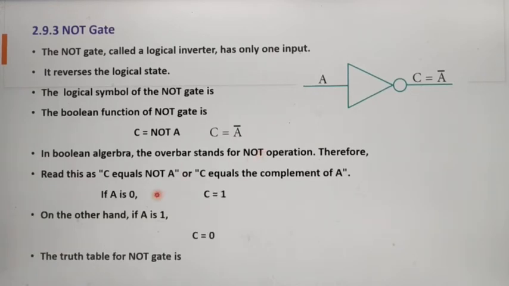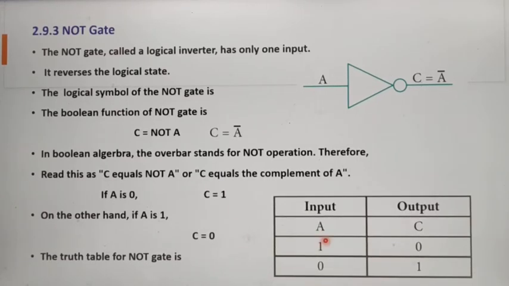Here, if A is 0, C is equal to 1. Here A is our input. If A is 0, false, our output C will be true. On the other hand, if A is equal to 1, the output C is equal to 0, or false. Next we can see its truth table. The truth table for NOT gate is, here we have a single input and single output. A is our input, C is our output. If the input is true, our output will be false. If the input is false, output will be true.